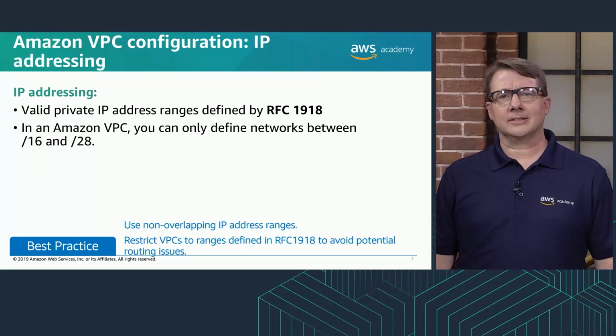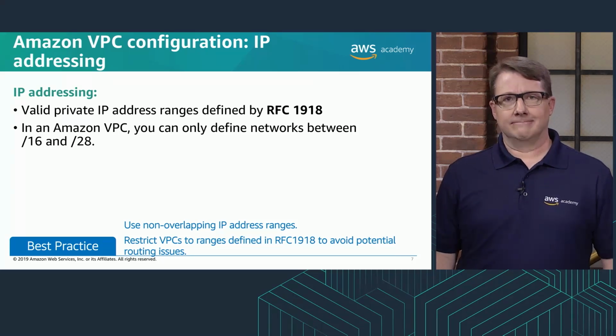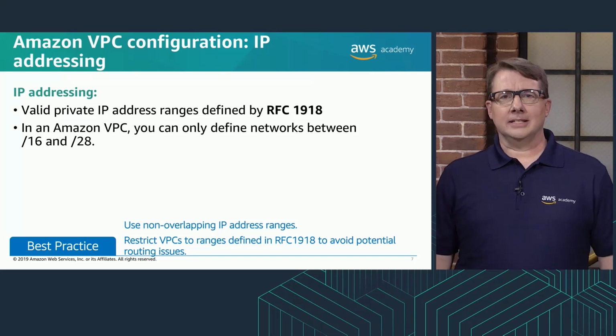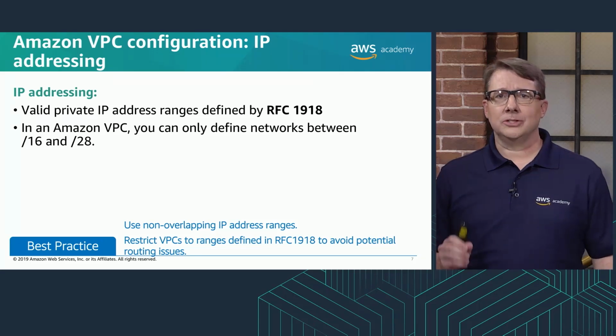As a best practice, restrict your range to addresses that are specified in RFC 1918. RFC 1918 defines the range of addresses that can be used by private networks. We recommend that you do not use a range that overlaps with addresses that are used by other VPCs. Doing so prohibits you from connecting these VPCs.